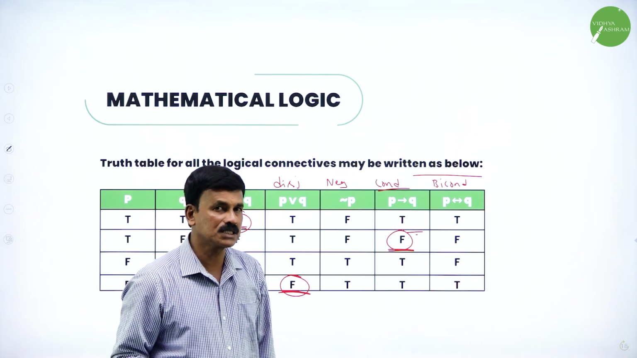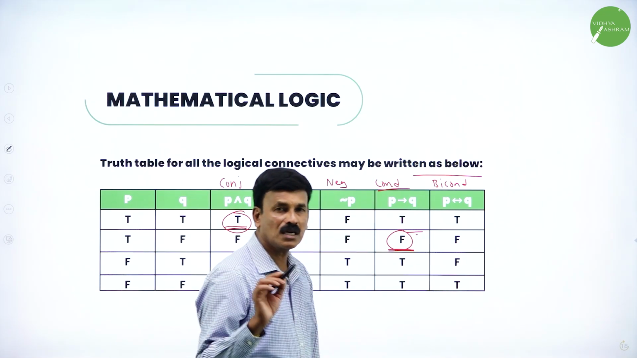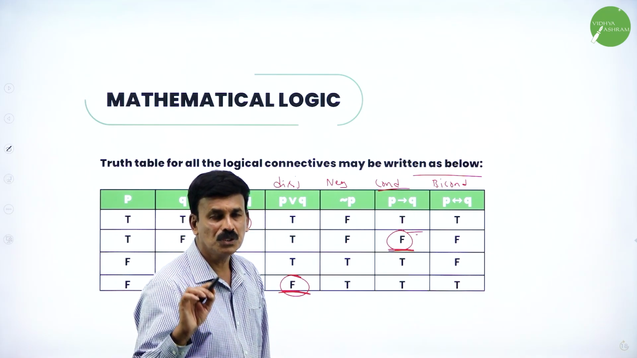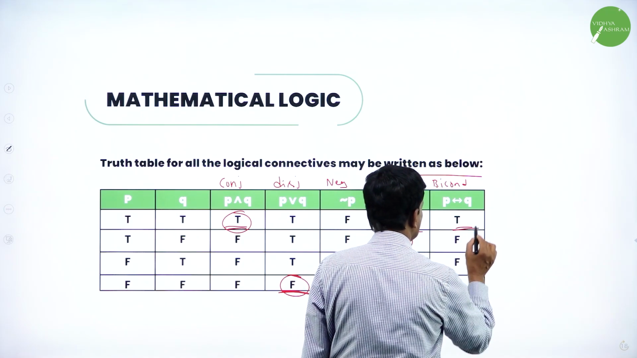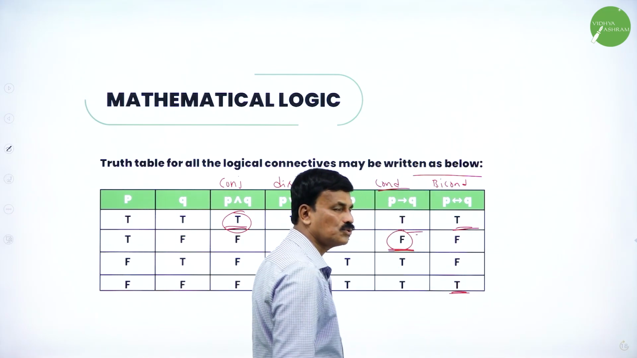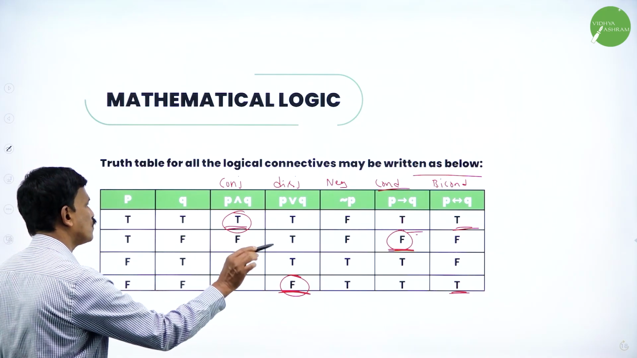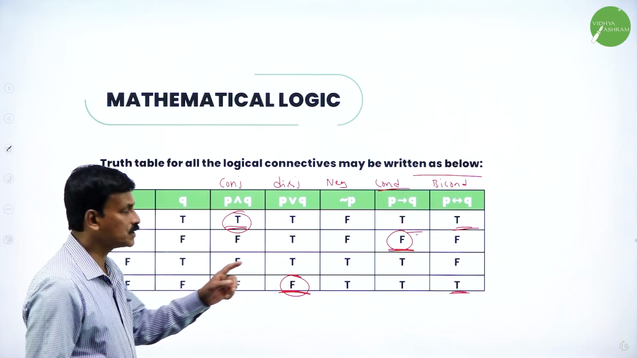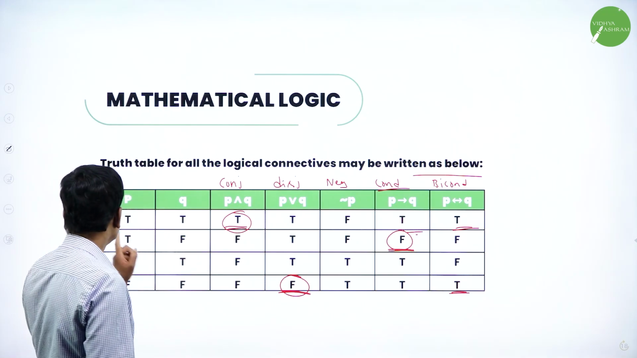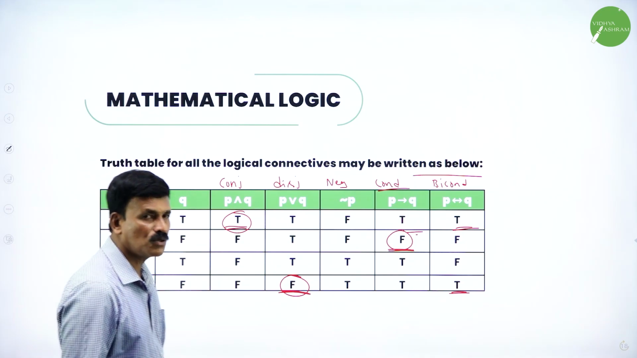Whereas in biconditional statement, if both the statements have the same truth values, true and true or false and false, it is true. True and true is true. False and false is also true. In other cases, true and false is false. False and true is also false. So, in case of biconditional, true and true is true, true and false is false, false and true is false, false and false is equal to true.